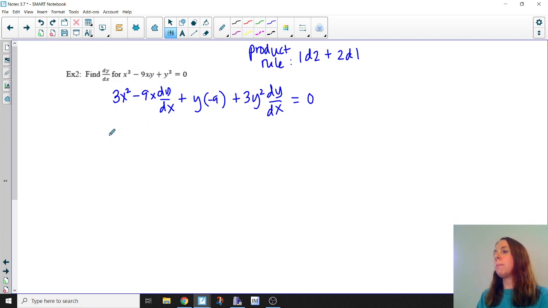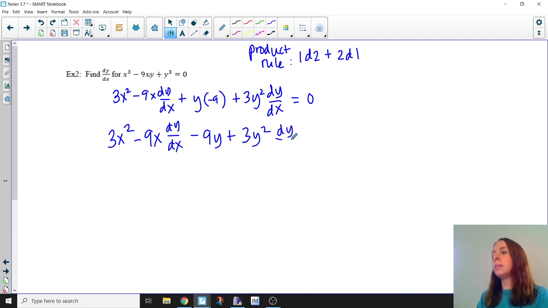I don't know if this y times negative 9 is bothering anybody. Just in case it is, we can write that as minus 9y, right? In case you don't like it the other way. I wrote it like this to try to show you that this is exactly 1d2 plus 2d1, but really that should be a negative 9y.